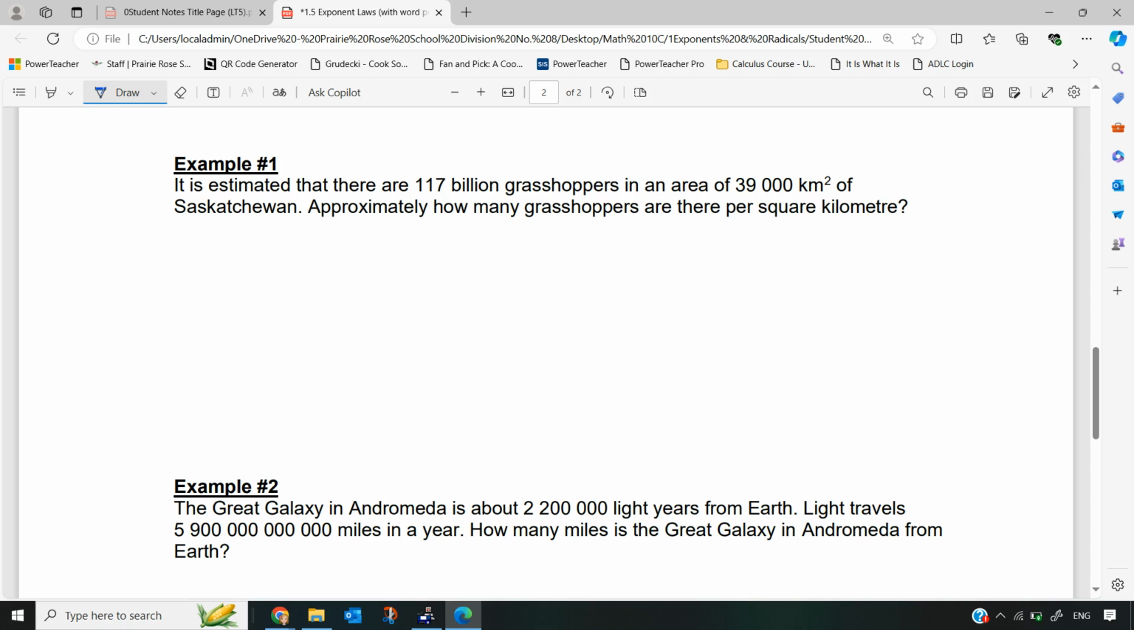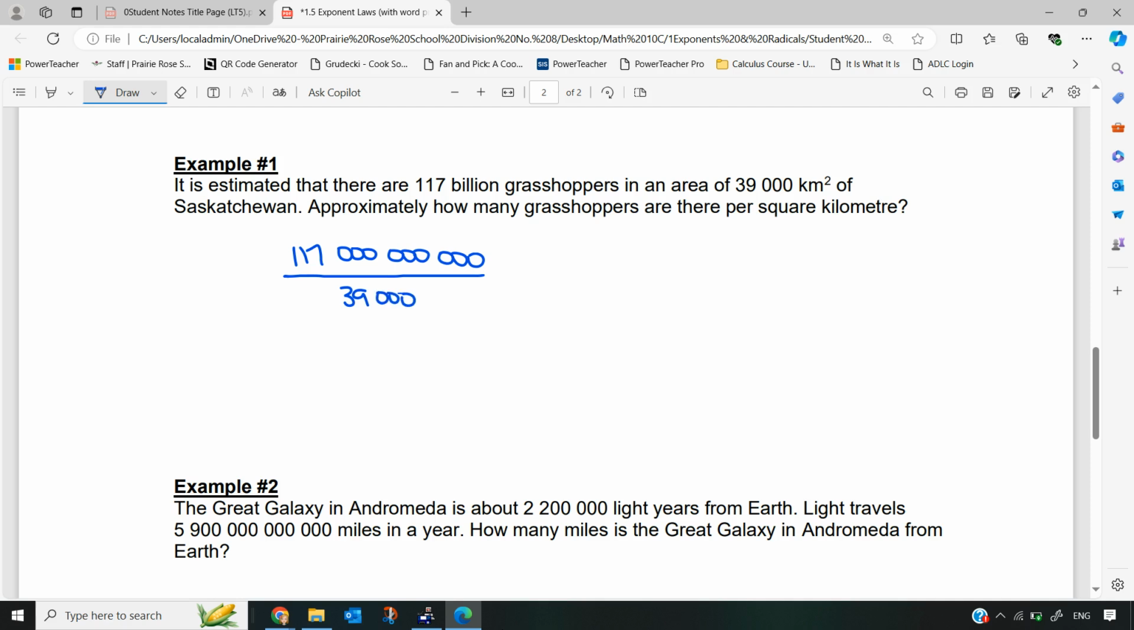So our first example here, it says it is estimated that there are 117 billion grasshoppers in an area of 39,000 kilometers squared of Saskatchewan. Approximately how many grasshoppers are there per square kilometer? Well, one way to do this is to just write out 117 billion. So that's going to be 117 and 9 zeros. And that's divided by 39,000.